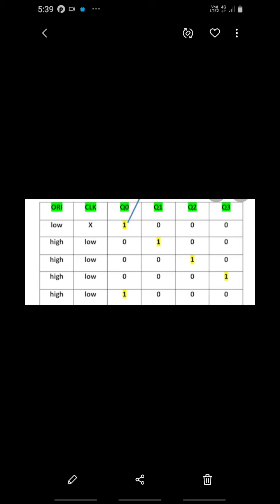Already we told that the output of the last flip-flop is connected to the input of the first flip-flop. So again you can take 4, 5, 6 or 8 any number of bits, such that in each output only one is high and all the remaining outputs are zeros.